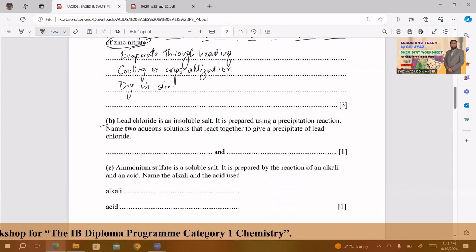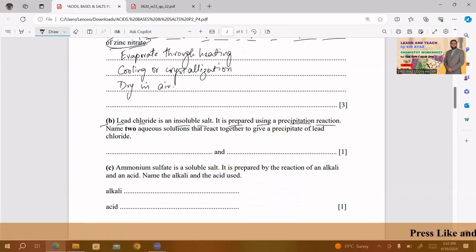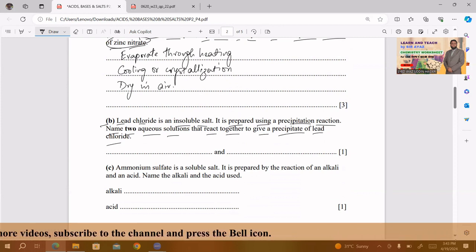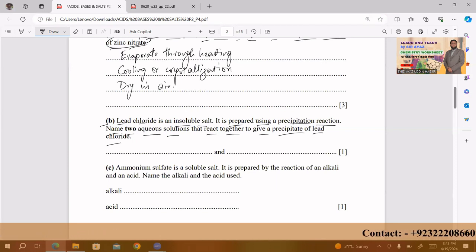B. Lead chloride is an insoluble salt. It's prepared using a precipitation reaction. Name 2 aqueous solutions that react together to give a precipitate of lead chloride. Now you have to start with a soluble salt of lead here. Again, we have a precipitation reaction.